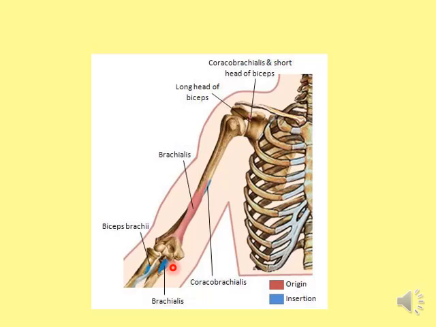As you know, this is the coronoid process. And this is the ulnar tuberosity. And this is the radial tuberosity.